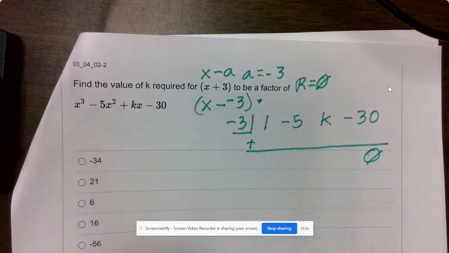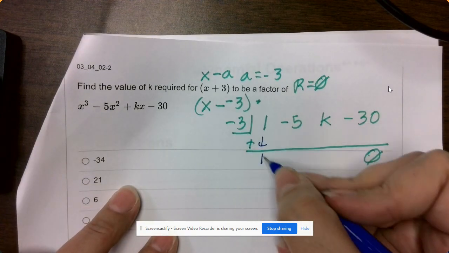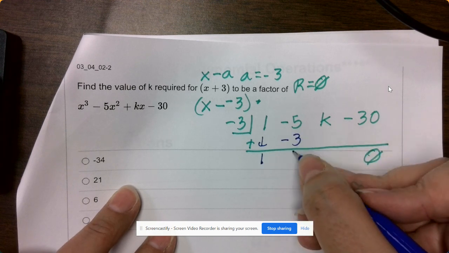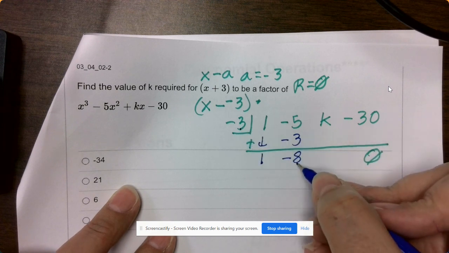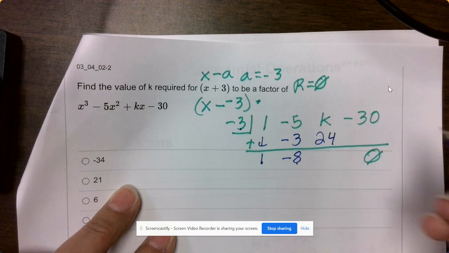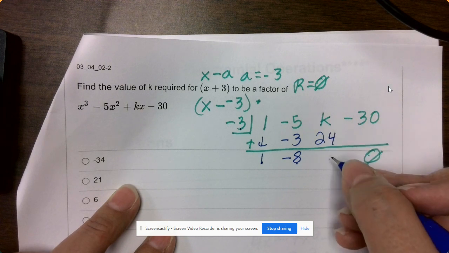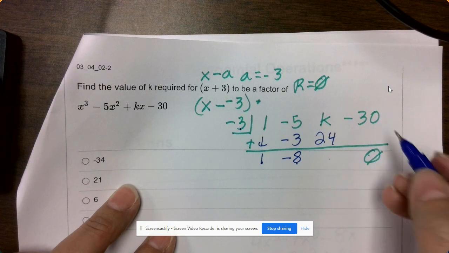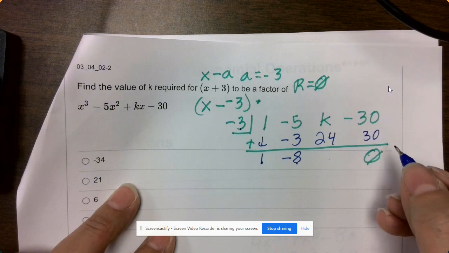Okay, so let's do synthetic division again. Bring down the 1. 1 times negative 3, everybody, is negative 3. Same sign, just adds. We get negative 8. Negative 3 times negative 8 is going to give us 24. Okay. We need to figure out what number can we multiply to get this one. Okay. And then when we add it together, we get 30. So everybody, this one is going to have to be 30. Okay. So our answer here is going to have to be 30.